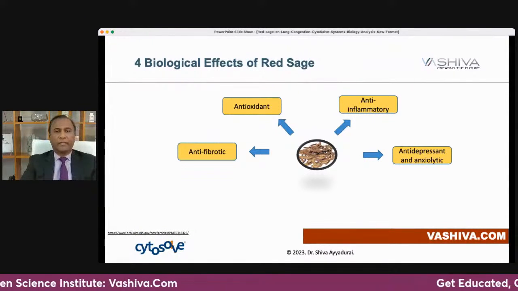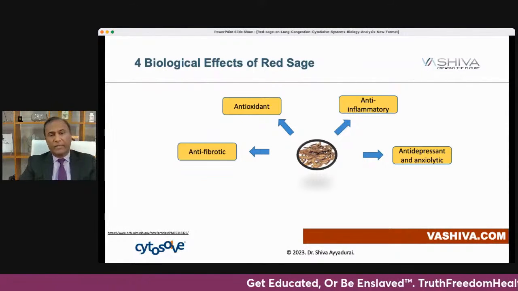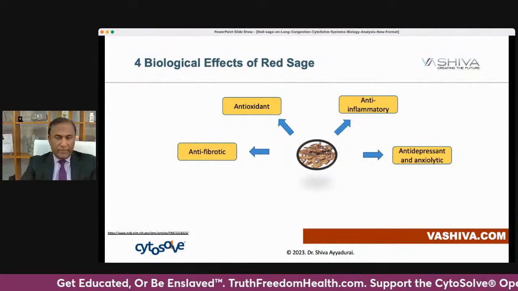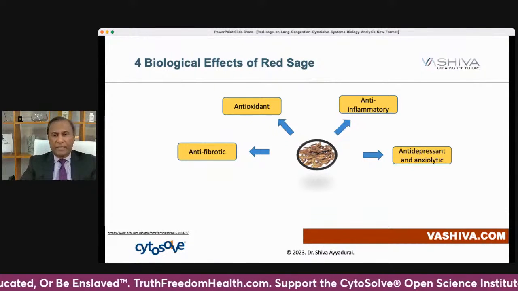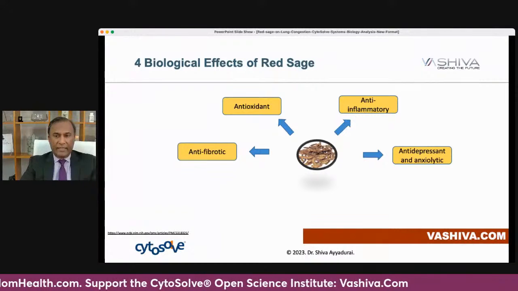Biological effects are at the molecular level. So, antioxidant: red sage takes out these oxidizing components, which means it's anti-aging. Anti-inflammatory: you have inflammatory events taking place, red sage will calm them down. Antidepressant and anxiolytic.